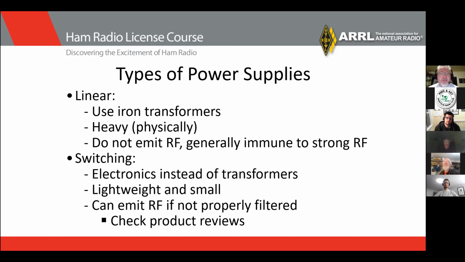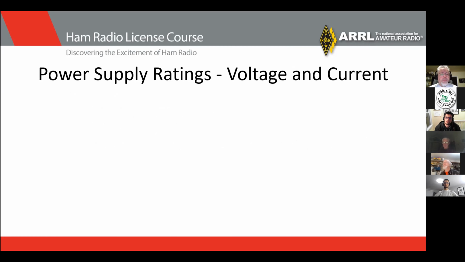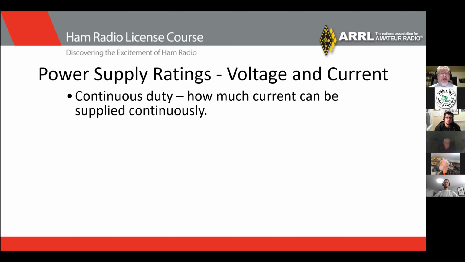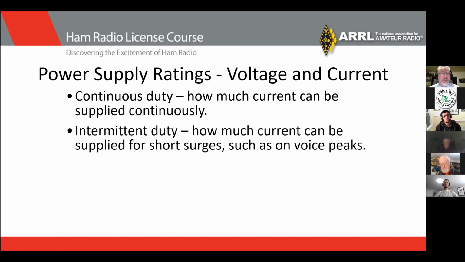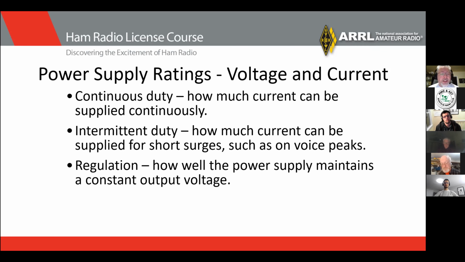And check product reviews to see how different power supplies are rated. And they normally have a shorter lifespan. Power supply ratings: voltage and current. Continuous duty tells how much current can be supplied continuously. Intermittent duty shows how much current can be supplied for short surges, such as on voice peaks. And regulation is how well the power supply maintains a consistent output voltage.